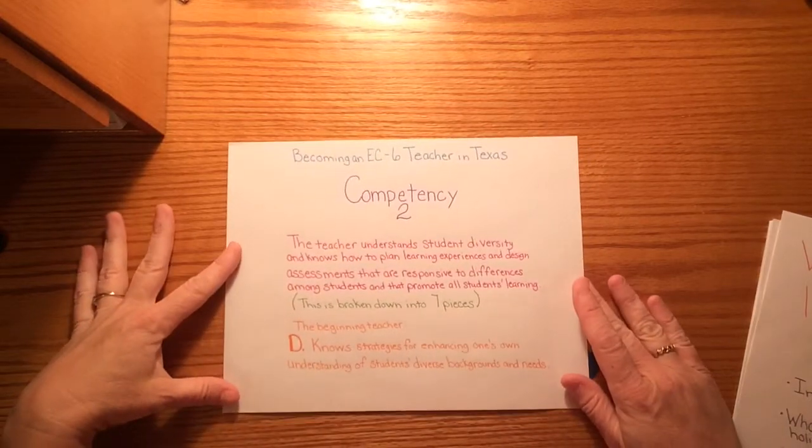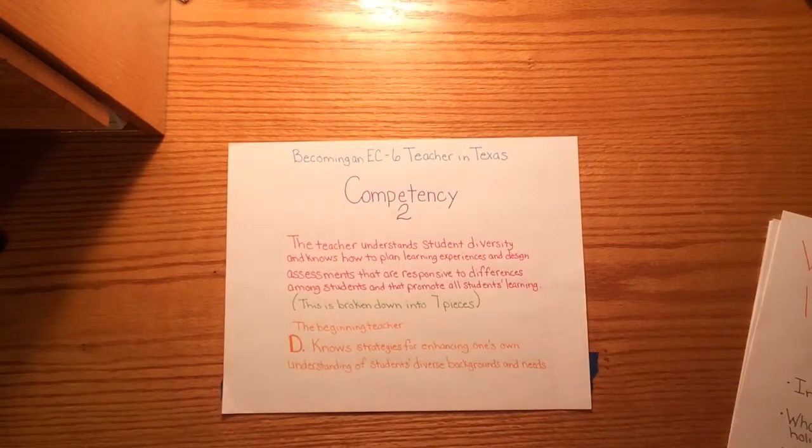And Competency 2 is: the teacher understands student diversity and knows how to plan learning experiences and design assessments that are responsive to differences among students and that promote all students' learning. And this is broken down into 7 pieces, and the piece that I've chosen to focus on is D. The beginning teacher knows strategies for enhancing one's own understanding of students' diverse backgrounds and needs.